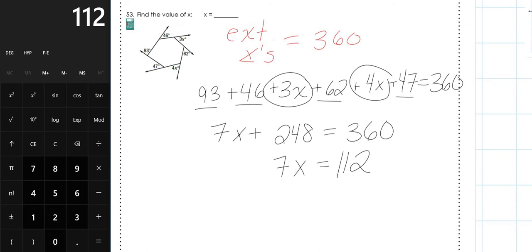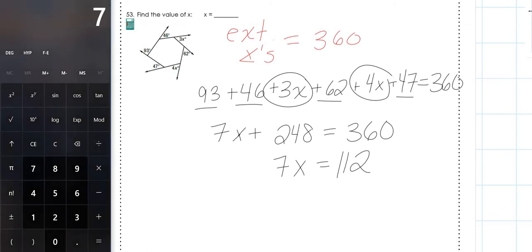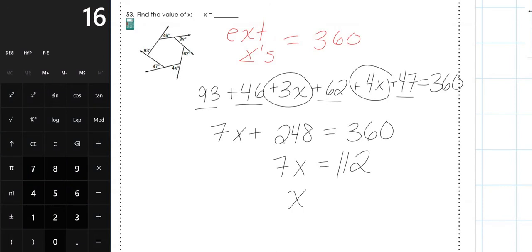We're going to divide both sides by 7. And x is equal to 16. So that's our final answer. They're not asking us to find the measurements of 3x and 4x, just of x. But we could go ahead and plug it in for each of these angles and know what the measurements are for the angles as well.